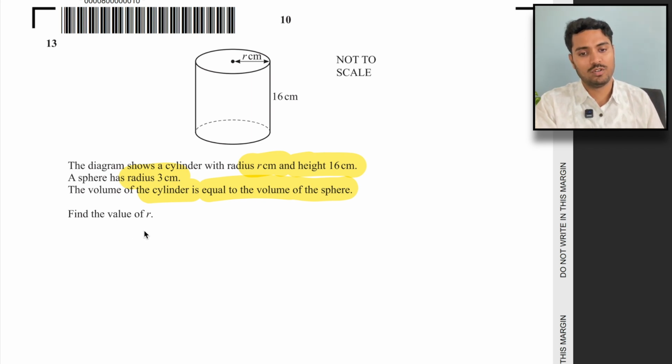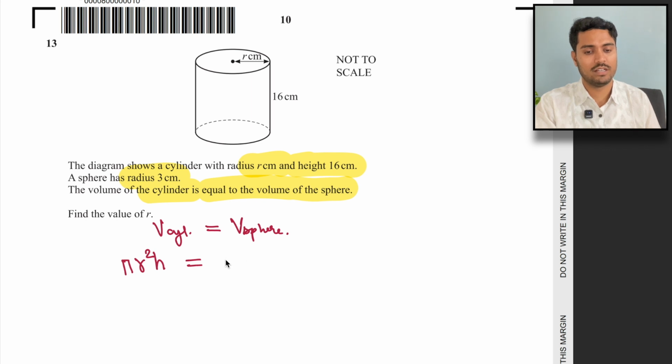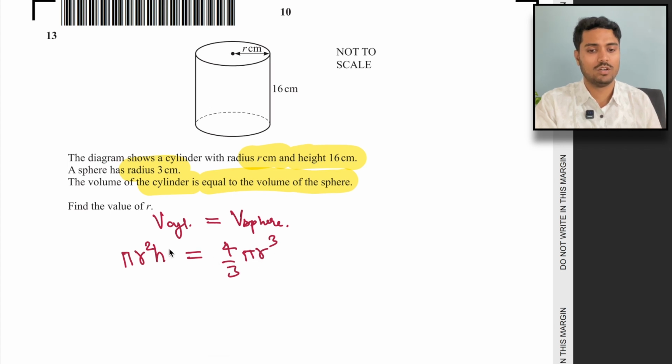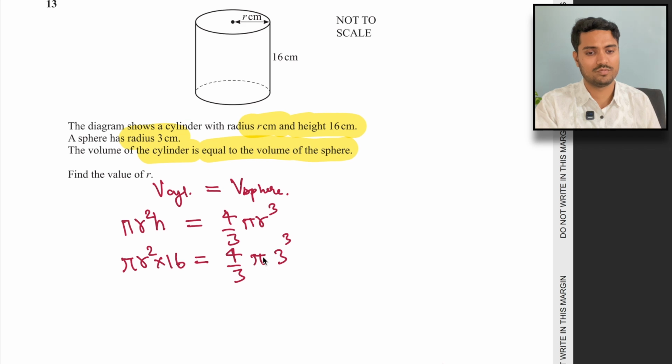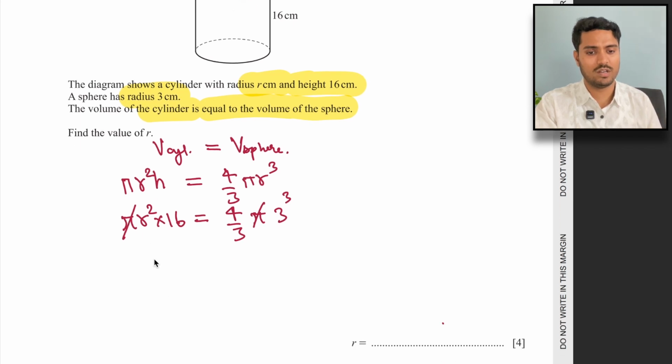So volume of cylinder is equal to volume of sphere. So we can write volume of cylinder, that is pi r square h, that is equal to volume of sphere, that is 4 by 3 pi r cube. So pi r square h, where h is 16, equals 4 by 3 pi into r cube, that is 3 cube. We can cancel out pi.